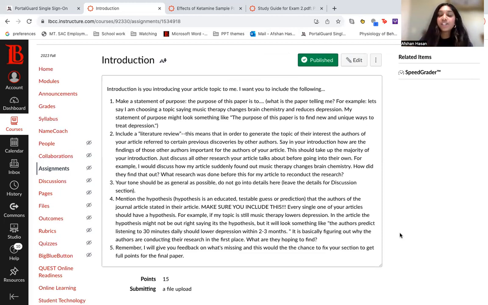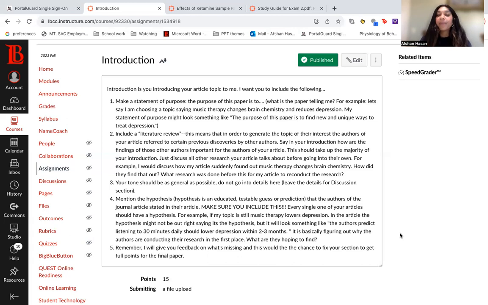An introduction is basically an introduction to the topic, right? So this is literally going to be an introduction to your article. You're going to make a statement of purpose because I need to know what the purpose of your paper is. I know it's to discuss an article, so the purpose of the paper is going to tell me what the purpose of the article is. For example, let's say I choose a topic with music therapy, right? That music therapy changes brain chemistry and therefore it reduces depression. So my statement of purpose will look something like: the purpose of this paper is to find a new and unique way to treat depression. That is what your statement of purpose should look like.